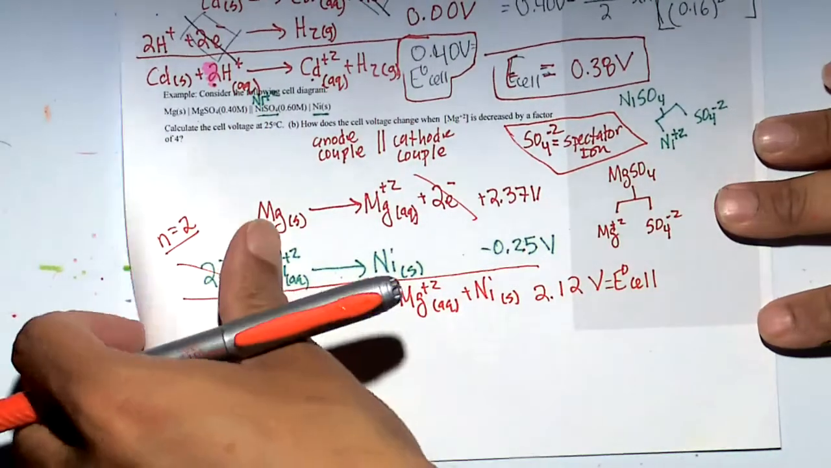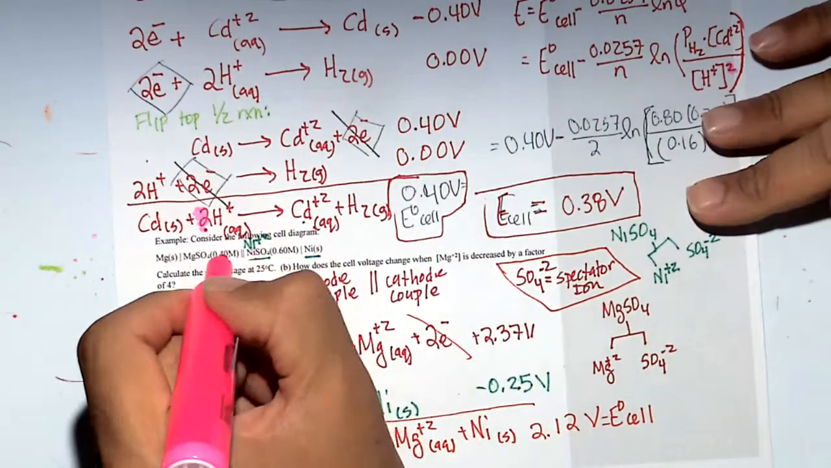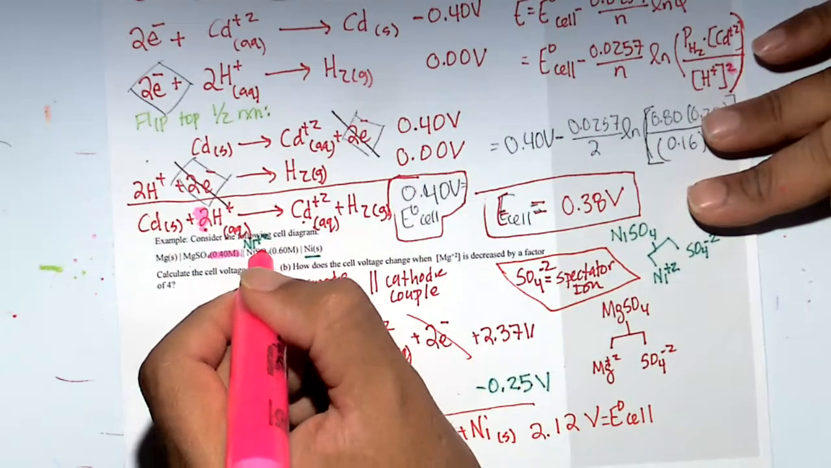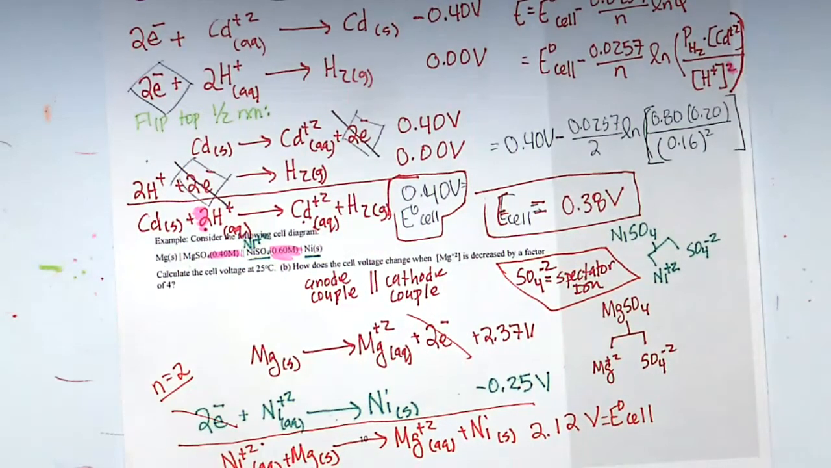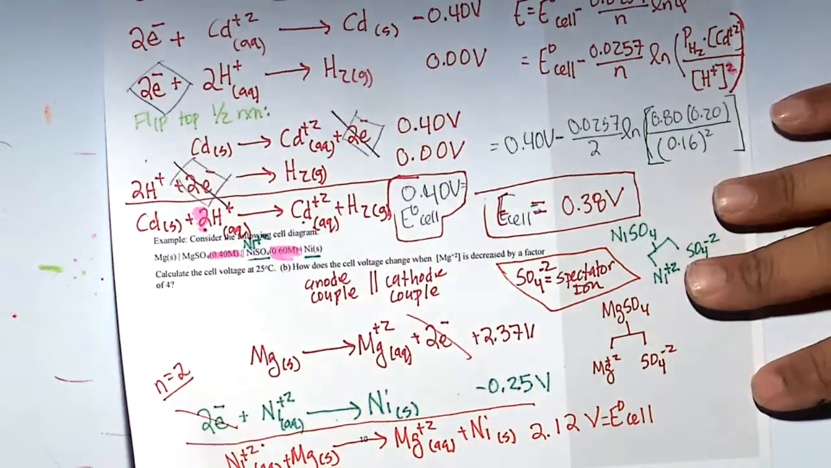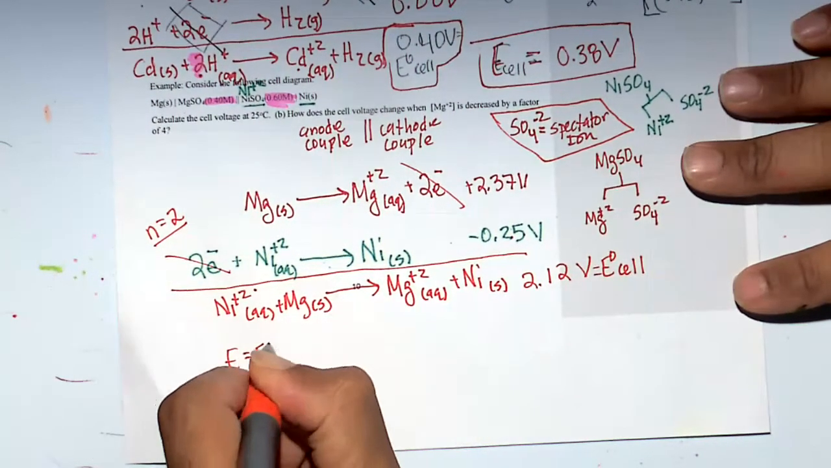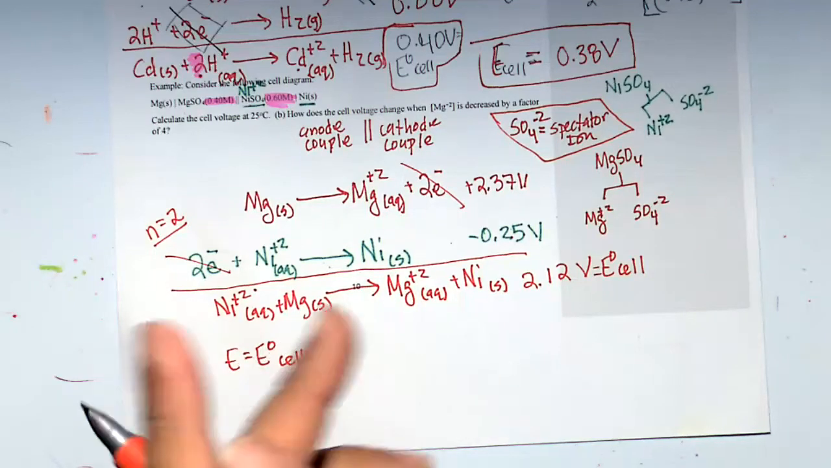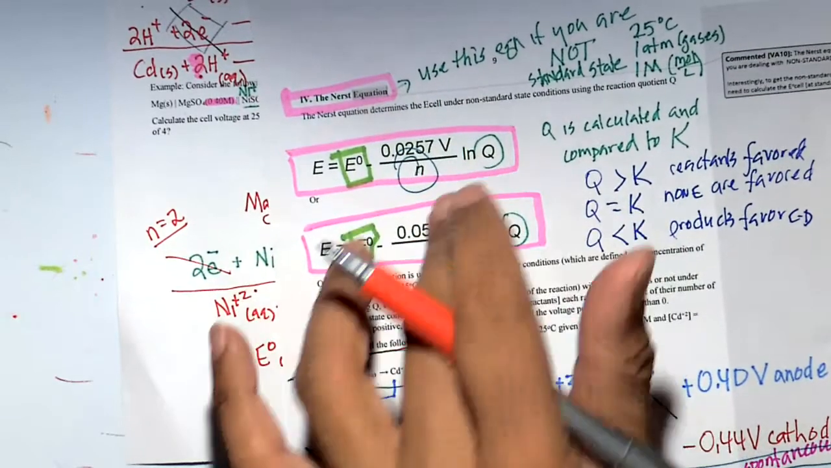And let's go ahead and use the Nernst equation now, because remember, what is our concentration of Mg plus 2? 0.4. What is our concentration of Ni plus 2? 0.6. Okay, so let's go ahead and use the Nernst equation here, which is this: E equals E cell. I'll use the log version, just in case anyone... I'll use this version. It's the same thing.